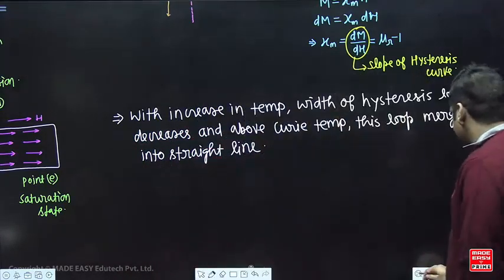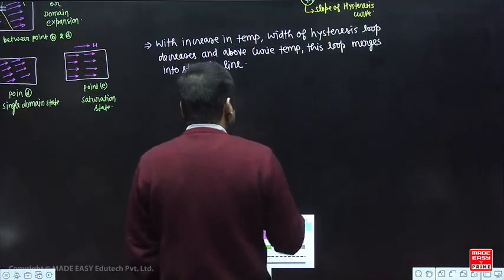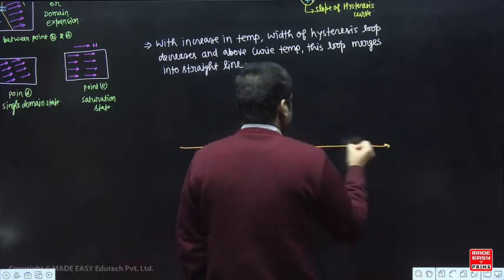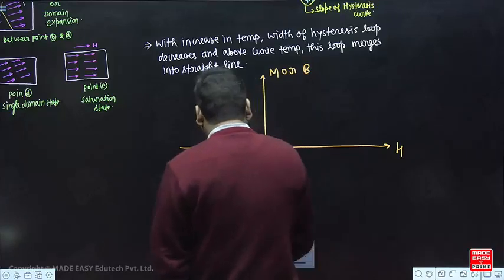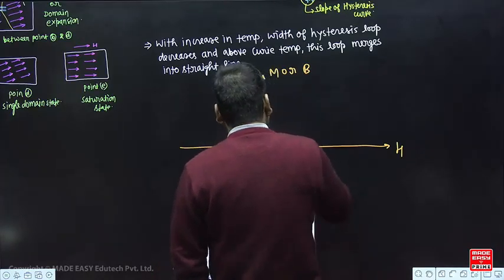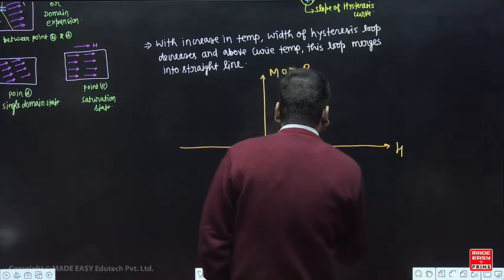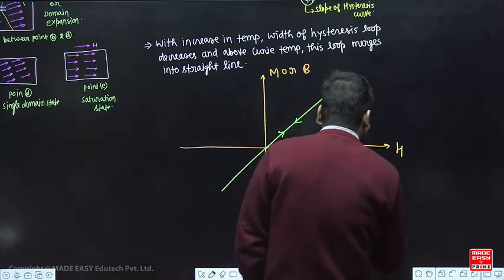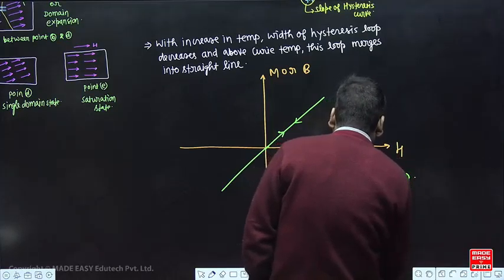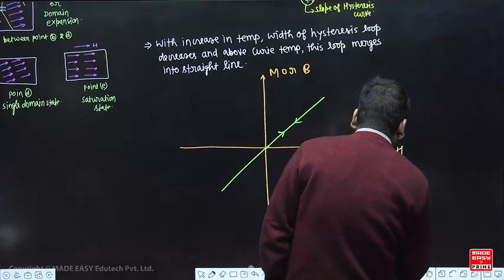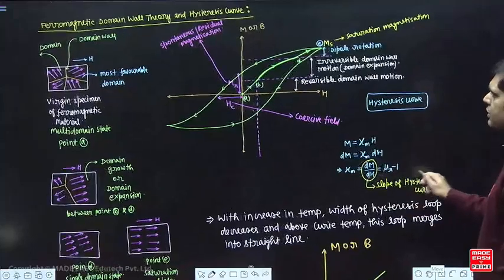ठीक है जी? So let's write all this. आप इसको बना भी सकते हैं. You can draw it like this. This is M or B and this is H. So above Curie temperature, it will be looking like this. T greater than theta, theta is the Curie temperature, and the material has become paramagnetic. एक एक तरफ का लिखते चलिए, यहां से लिखते चलिए.